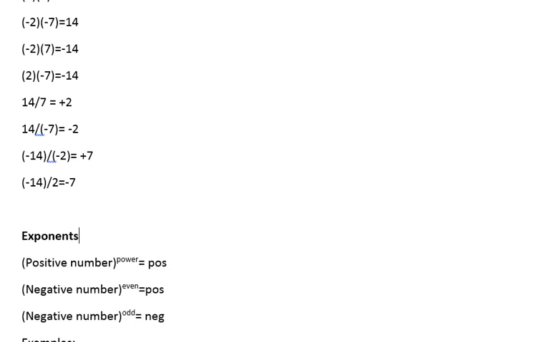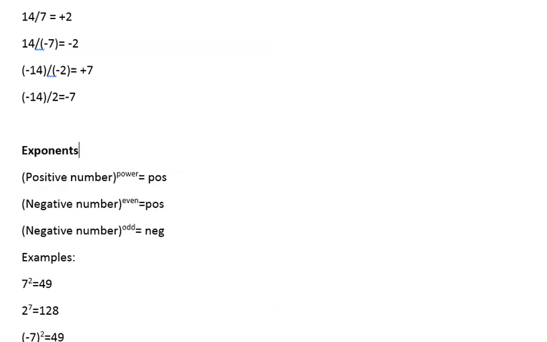Lastly, we're going to look at exponents. So a positive number to any exponent is going to give us a positive result. But a negative number depends on if we have an even exponent or an odd exponent. So an even exponent will give us a positive result, an odd exponent will give us a negative result. So positive number, any power, we're going to get a positive result. But a negative base, it depends on if we're talking about even or odd.